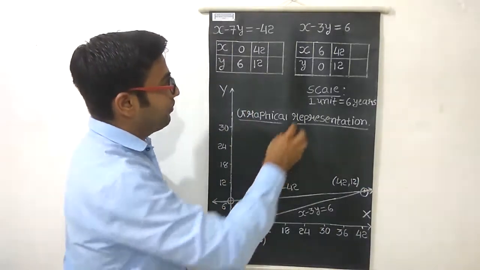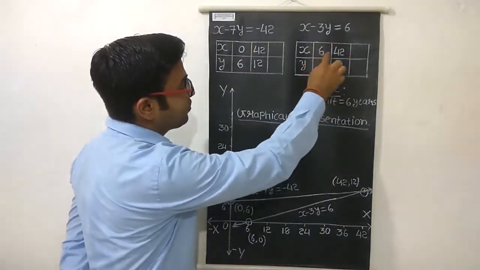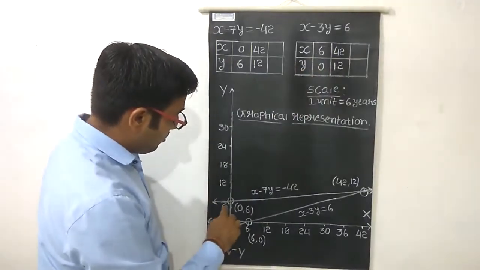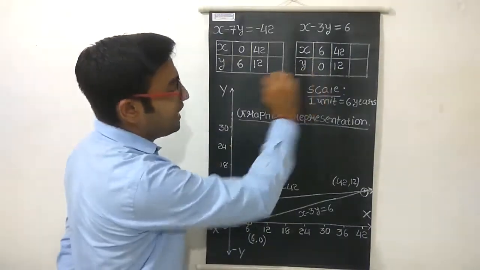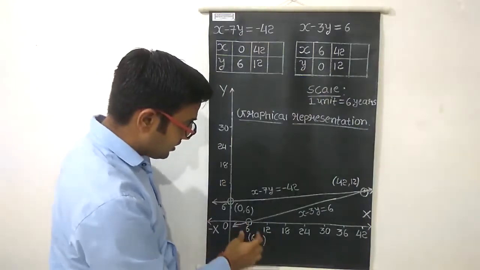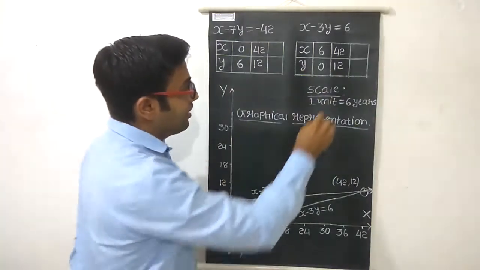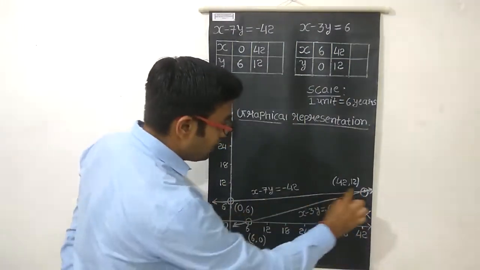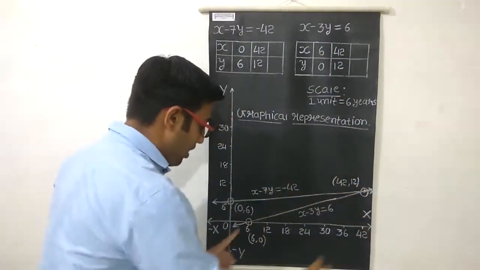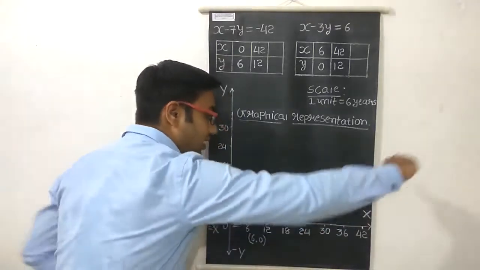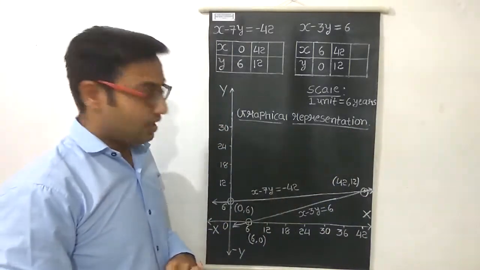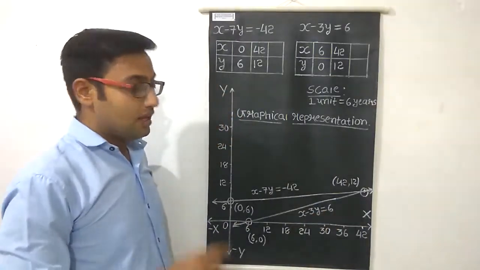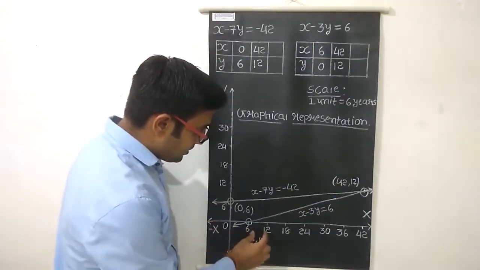Now we will draw the graph for this equation. First point is 6, 0. 6, 0 is on the x-axis. So this point is 6, 0 on the x-axis. Second point is 42, 12. 42, 12 is again here, 42 and 12. So now join both, and we will get another straight line. And this is the equation of x minus 3y is equal to 6. See here, we have taken here 6, 12, 18.